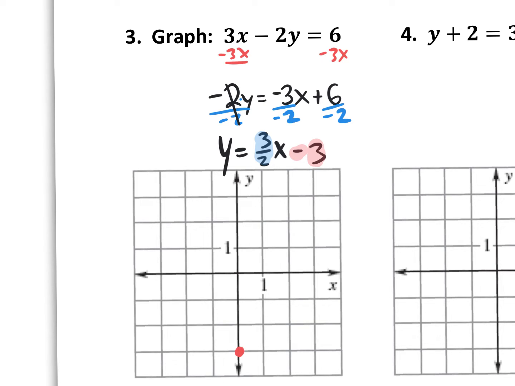Now from that dot, you are going to rise and run according to your slope. So rise 1, 2, 3, and run 1, 2. So if the fraction is positive, you're rising up. If it's negative, you're going down. But you always run to the right. So again, up 3 over 2. Up 1, 2, 3, always to the right, 2. Put a dot right there. You could continue to rise 3 over 2 and put a dot right there if you want. You don't have to. But there is my line. Put an arrow, you're good to go.